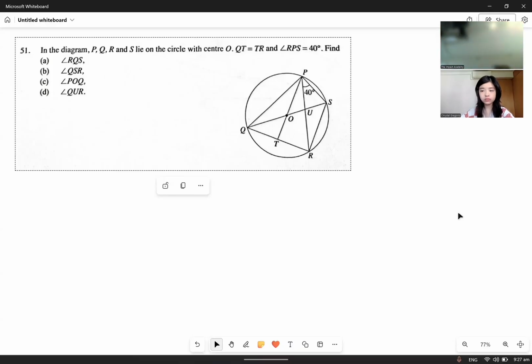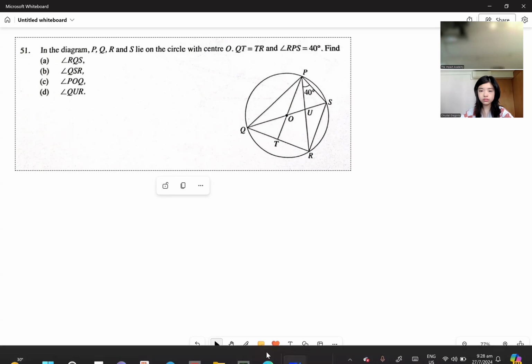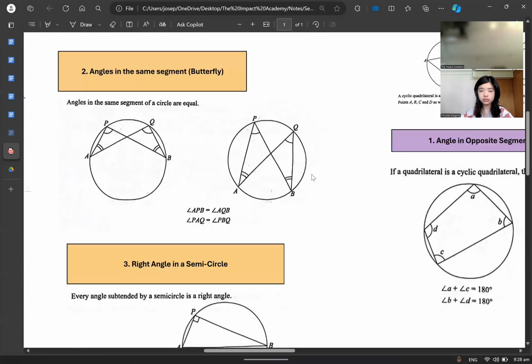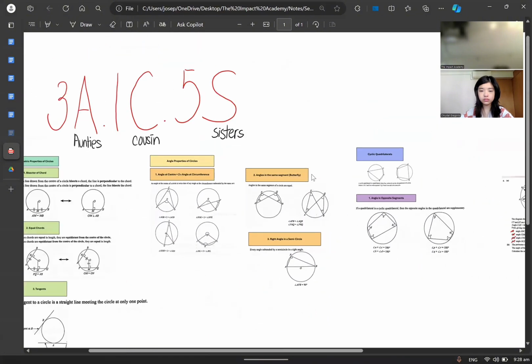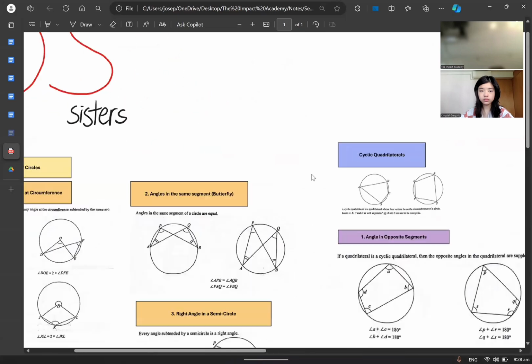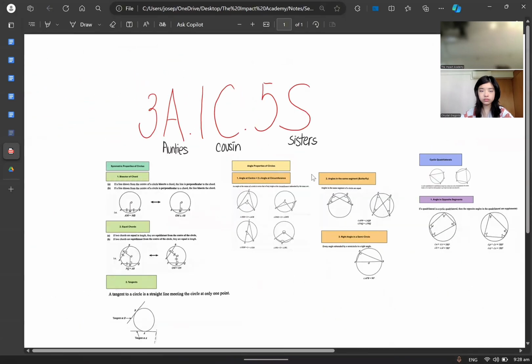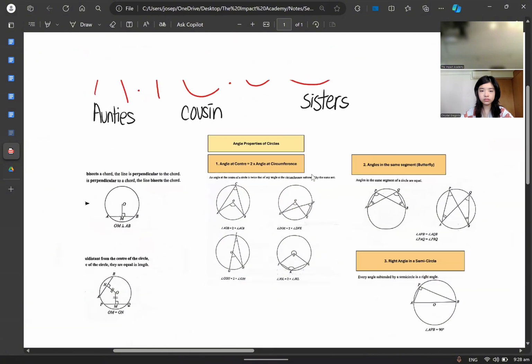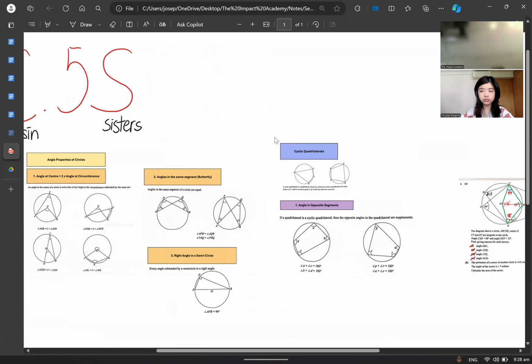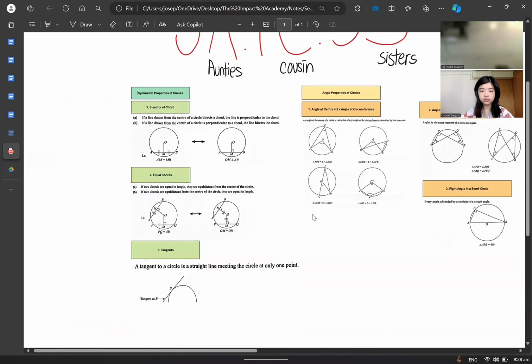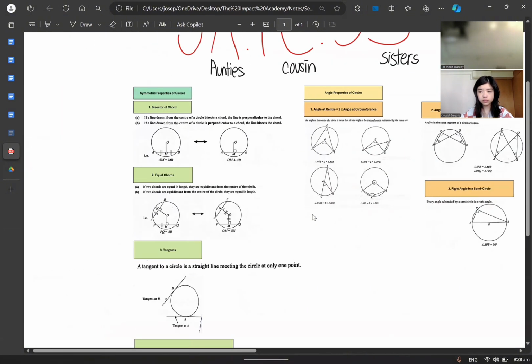The diagram PQRS. See for yourself. Do you see that this is what we call a quadrilateral in a circle? If I go back to my notes, this was taught to you, or in fact, I asked you to write. This is the cousin. Why do I say cousin? Because this is the cyclic quadrilateral. What is 3A? Aunties. The angle properties. Because under angle properties, there are three different types. Can you all see the yellow part? Then the blue and the purple one is basically my cousin. Then the five sisters is basically symmetric properties. Symmetric means symmetry, so that means same.